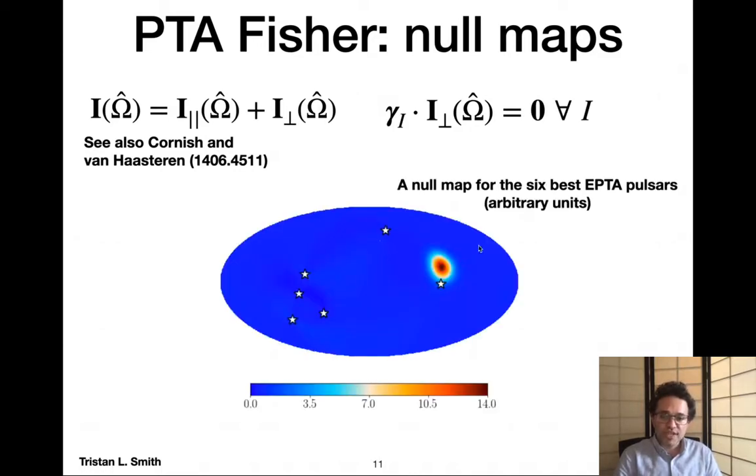And just to show you an example, if we take, quote, the 6 best ePTA pulsars, these are the 6 best pulsars when searching for continuous waves, we can produce a map that has a strong anisotropy, but this map, when projected onto a PTA consisting of these 6 pulsars, will have just a monopole. You will not see any anisotropy whatsoever.